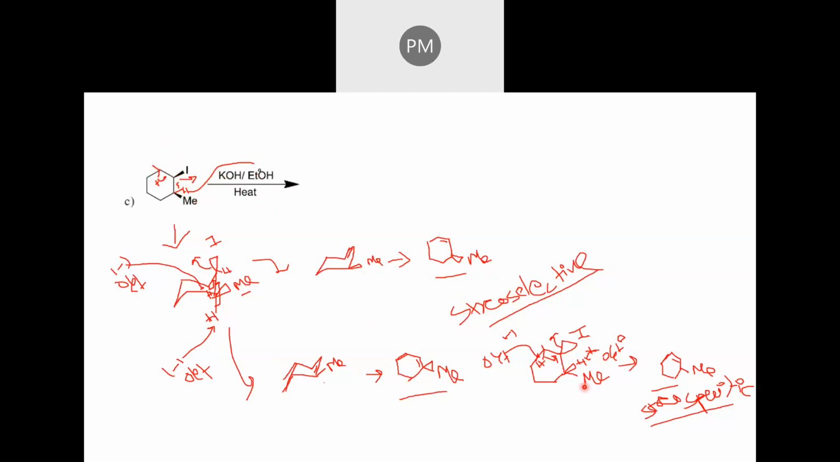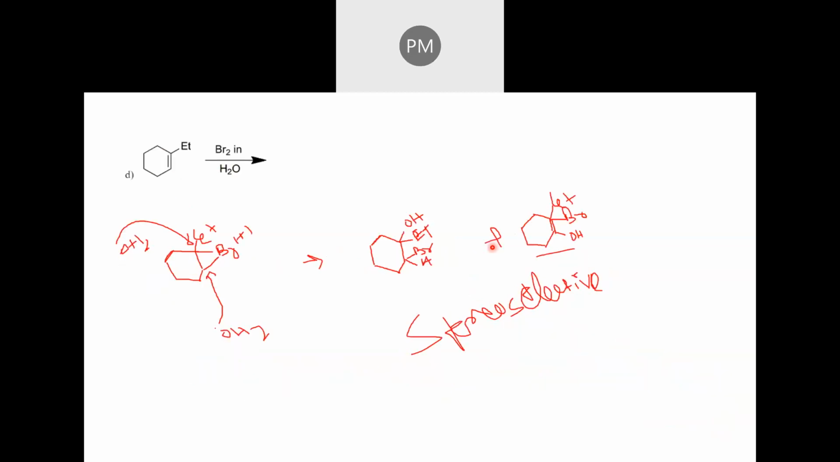But when the methyl is below the plane, we are getting only one product, because from this side this hydrogen and this iodide are not anti-periplanar to each other. So this is an example of stereospecific. This one is stereoselective. Only the position of the methyl will decide whether we get a single product or multiple products.